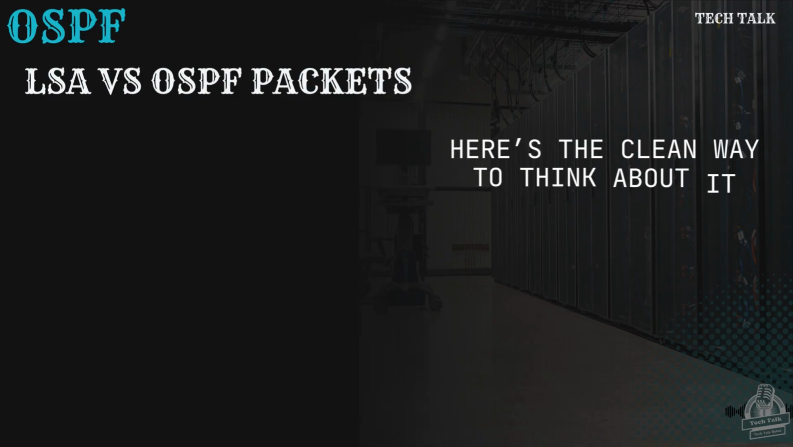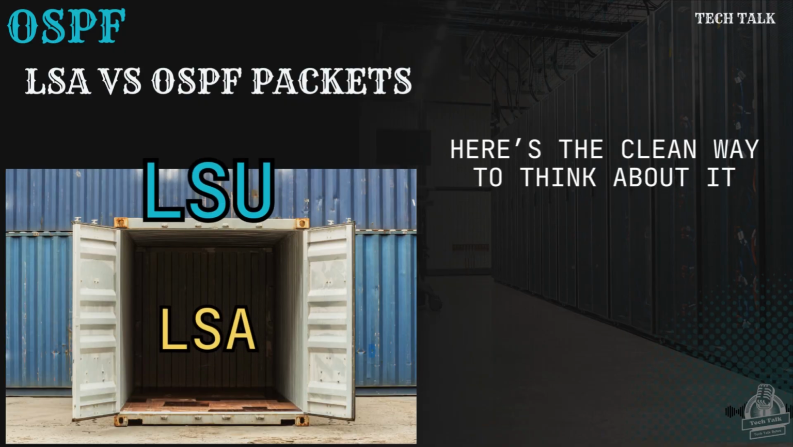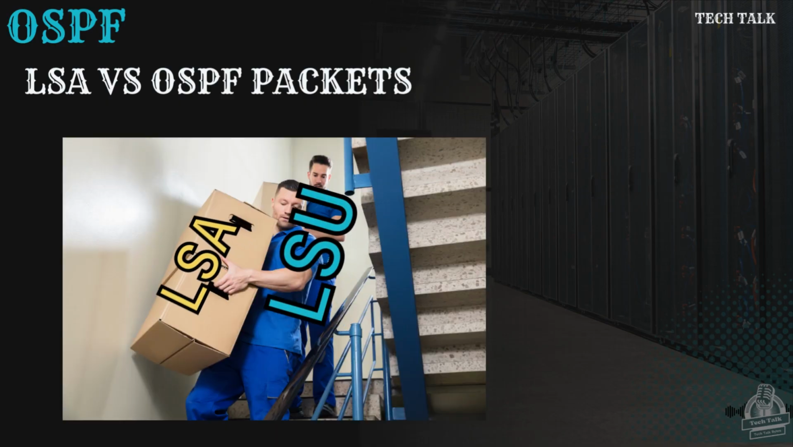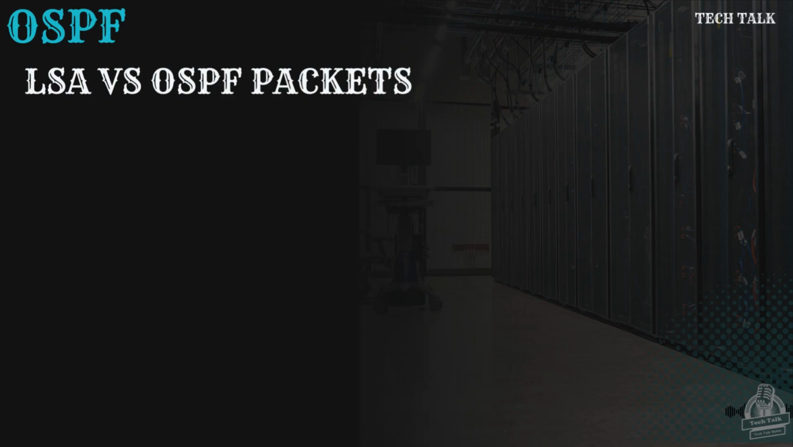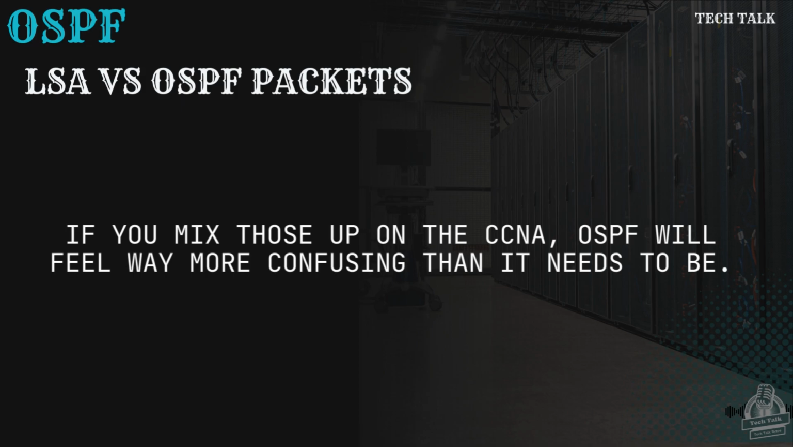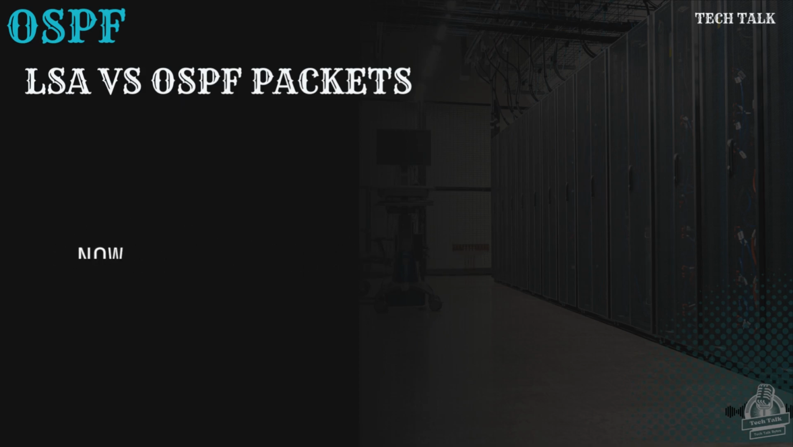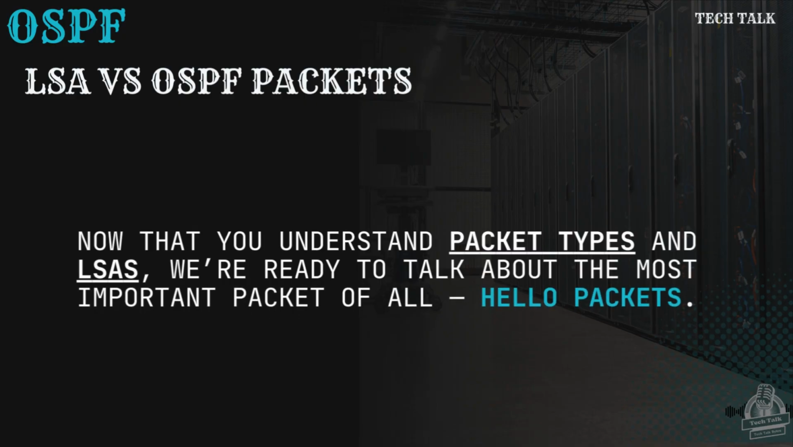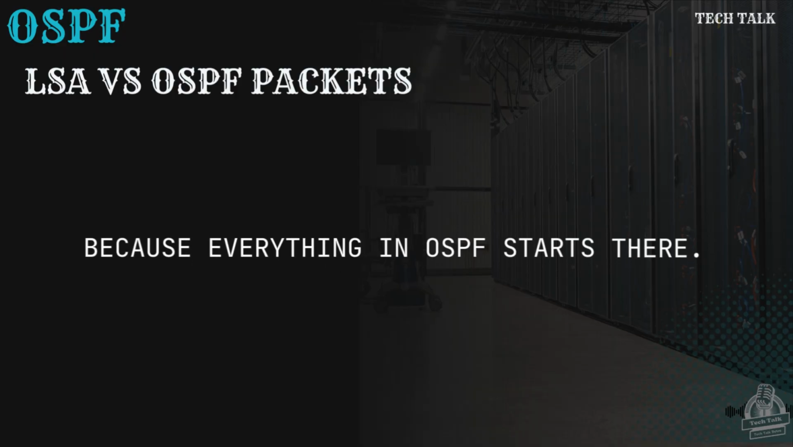Here's the clean way to think about it. An LSU is the container. An LSA is the content inside. Or put another way, LSUs carry LSAs. If you mix those up on CCNA or in general, OSPF will feel way more confusing than it needs to be. Now that you understand the packet types and LSAs, we're ready to talk about the most important packet of all, hello packets, because everything in OSPF starts there.